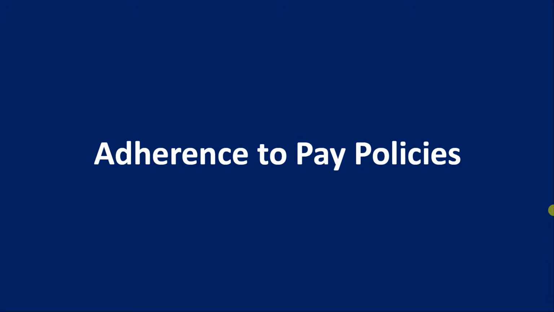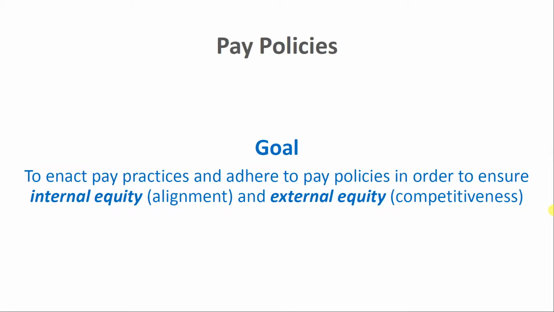In this lecture, we're going to talk about how we ensure and monitor adherence to our pay policies, or at least our espoused pay policies within our organization. So when it comes to pay policies in our organization, our goal should be to enact pay practices and adhere to those pay policies in order to ensure internal equity, which is sometimes called internal alignment, and to ensure external equity, which is sometimes referred to as external competitiveness.